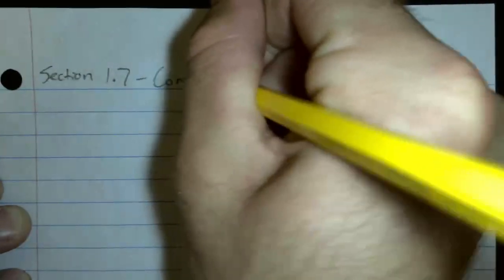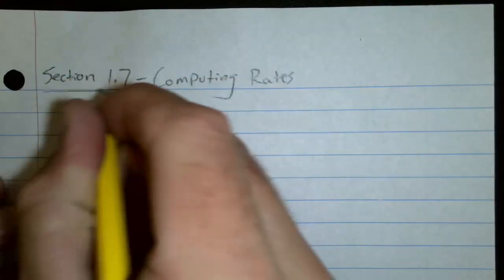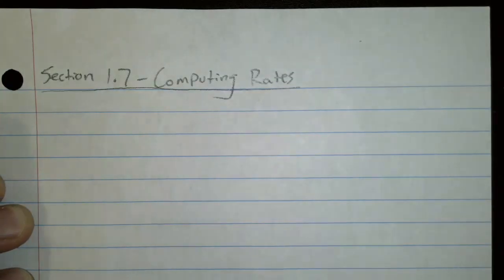Computing rates is the section of your notes. Section 1.7, computing rates. So the title of your notes is section 1.7, computing rates.